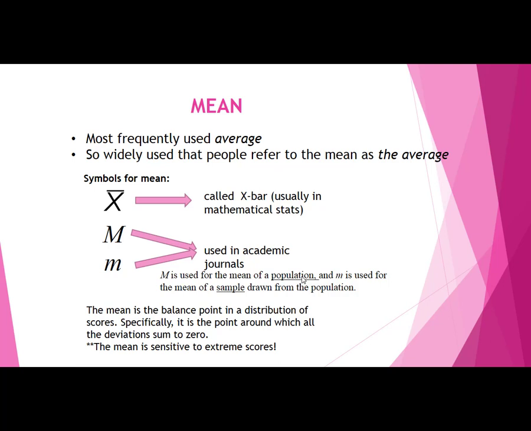The mean is a balance point in your distribution of scores. So if you think about a seesaw, your mean is going to be what's right in the middle that kind of keeps them balanced. Okay, it's not the middle point, but it's where the middle weight is. Specifically, it's the point around which all deviations sum to 0. The mean is sensitive to extreme scores. Make sure you know that, so we're going to talk a little bit more about that in a minute.